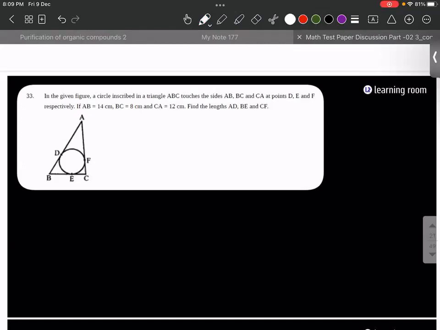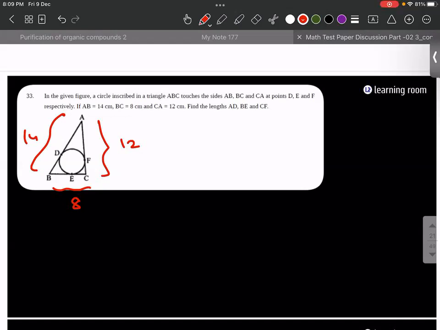So in the given figure, a circle is inscribed in a triangle and touches the sides AB, BC, and CA at points D, E, and F respectively. If AB is equal to 14 centimeters, BC is equal to 8, and CA is equal to 12, find the lengths AD, BE, and CF. Again, the same logic from an external point.